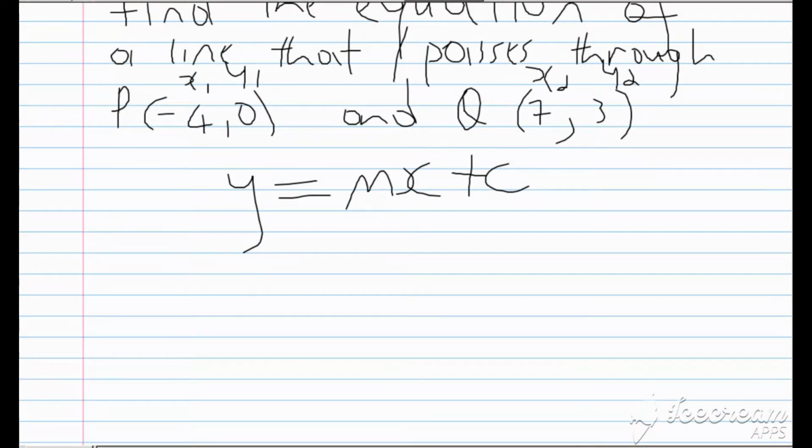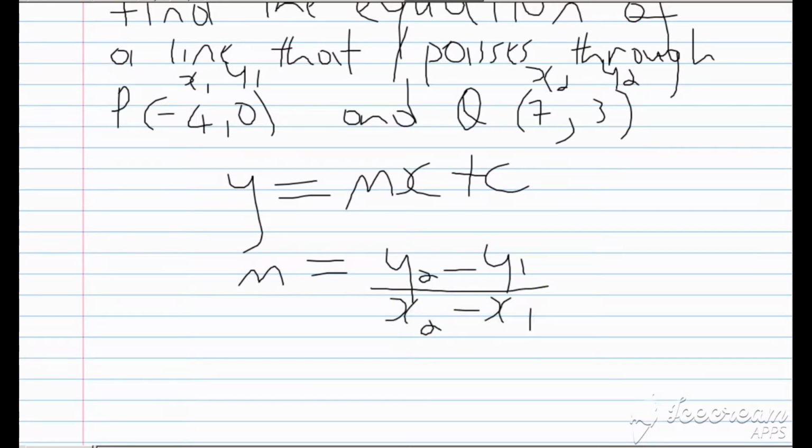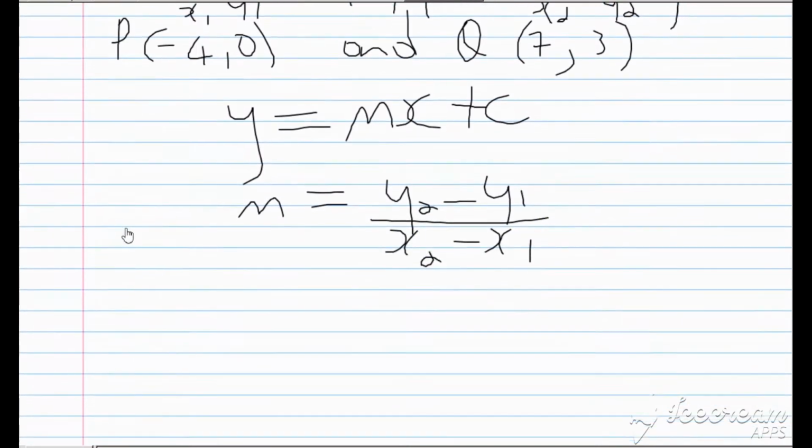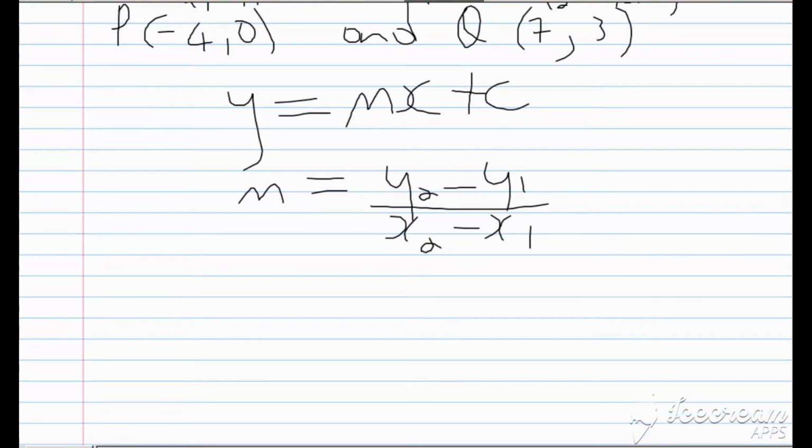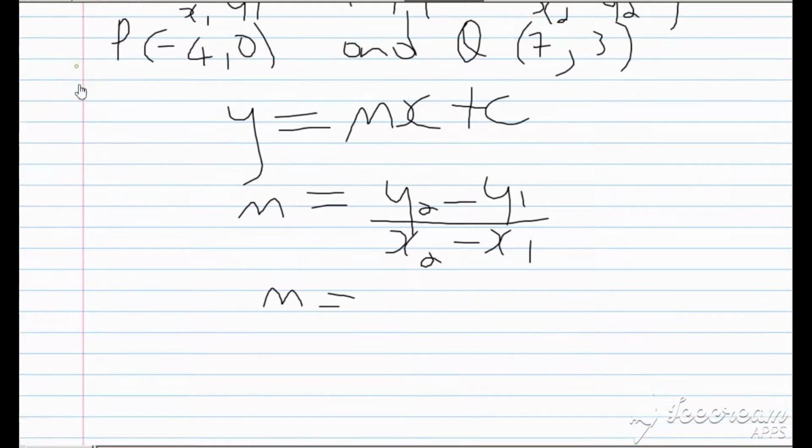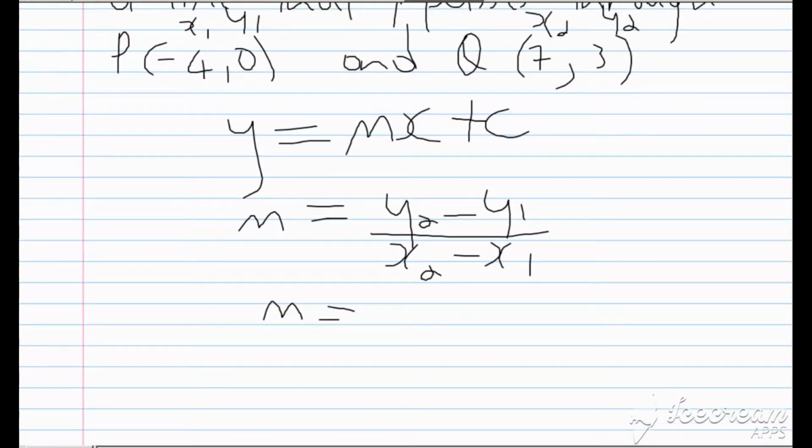Now, the formula for the gradient, as you know, is m = (y2 - y1) / (x2 - x1), the same thing as rise over run. Let me scroll this up. So I'm going to have m equal my y2 value, and let me go up so you can actually see it, was 3. So I'm going to have 3 minus 0 over 7 minus -4.